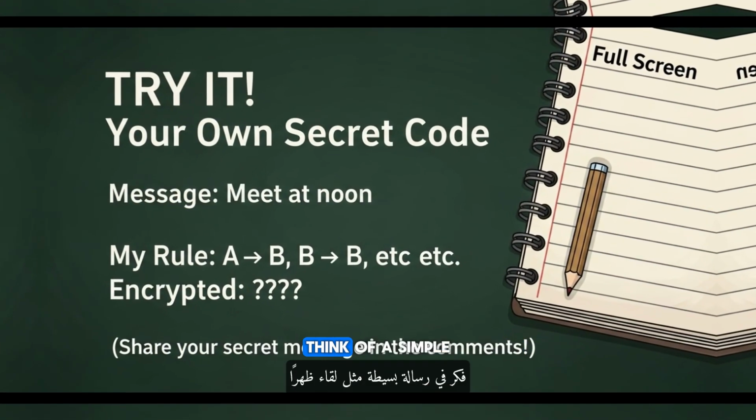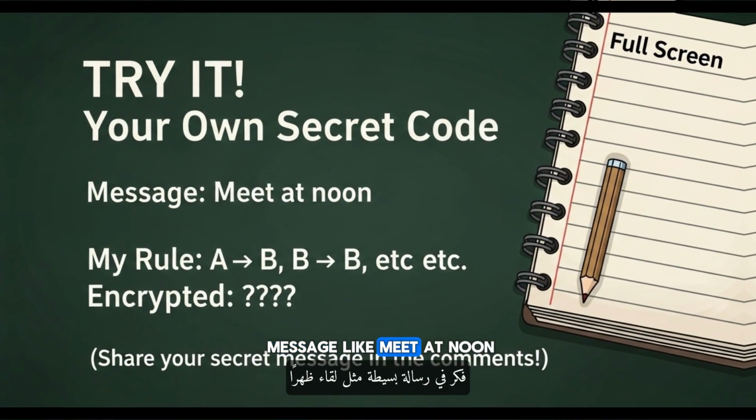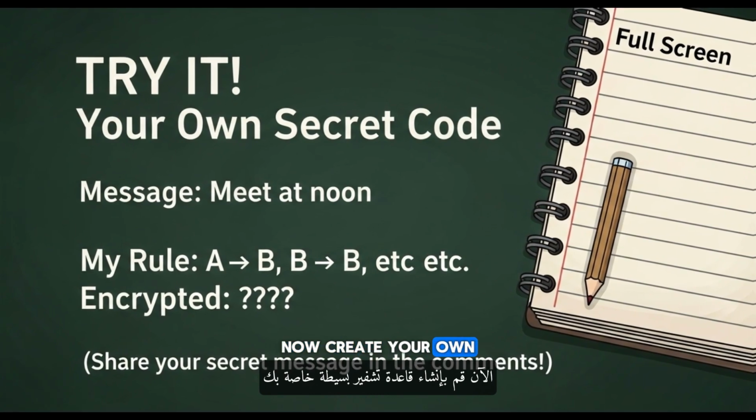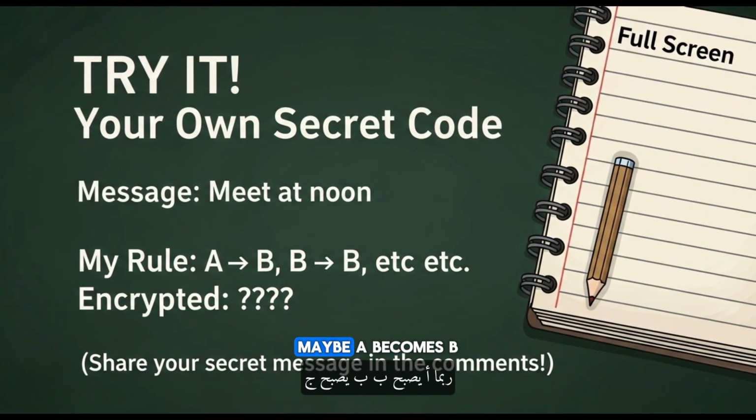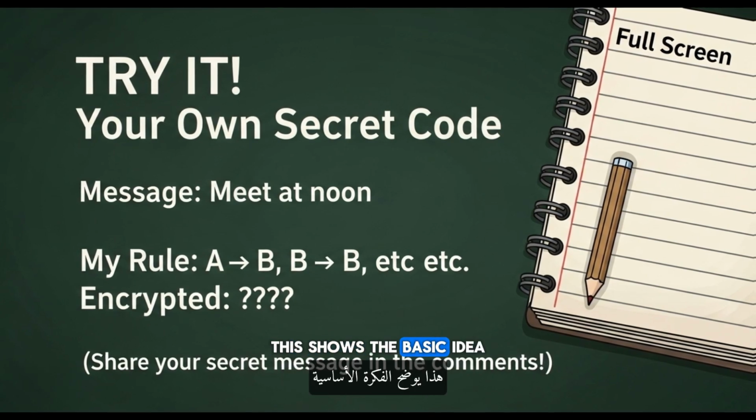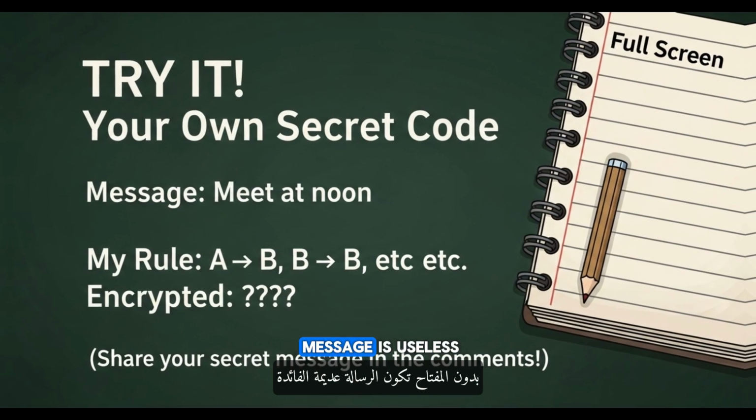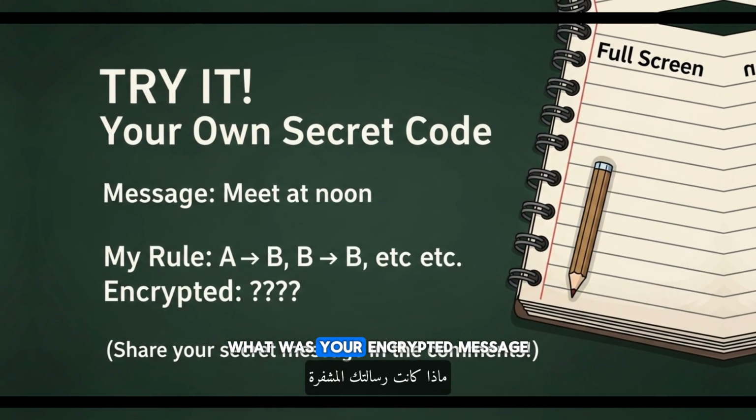Let's try it. Think of a simple message, like meet at noon. Now create your own simple encryption rule. Maybe A becomes B, B becomes C, and so on. Try to encrypt your message. This shows the basic idea. Without the key, the message is useless. What was your encrypted message?